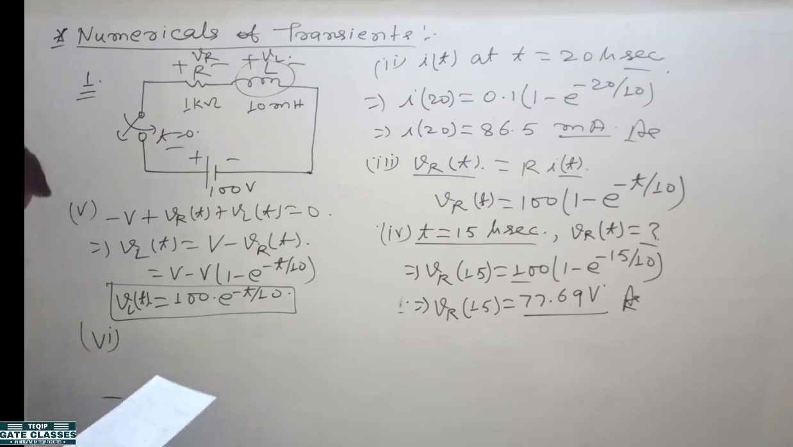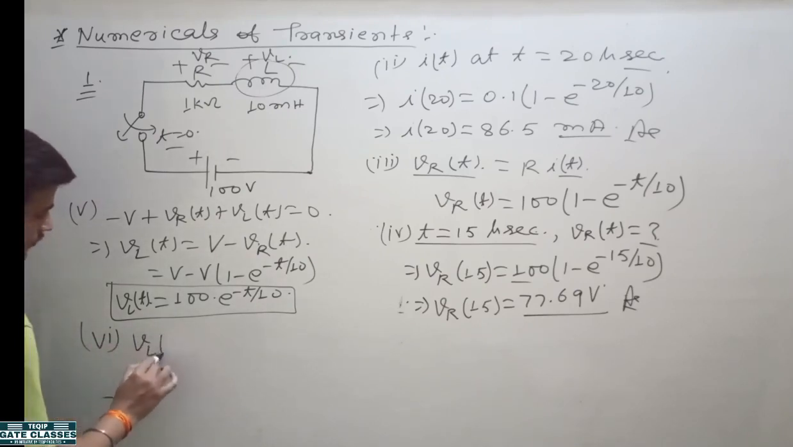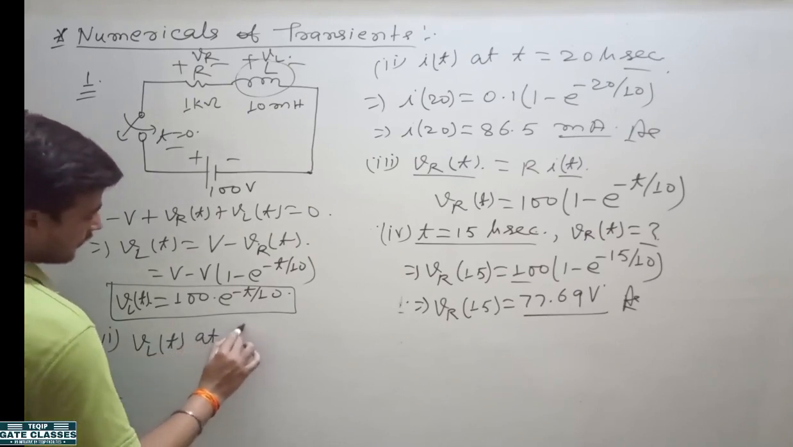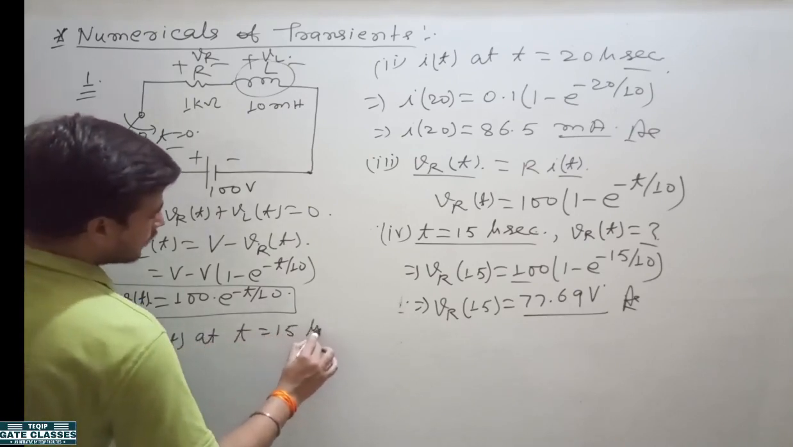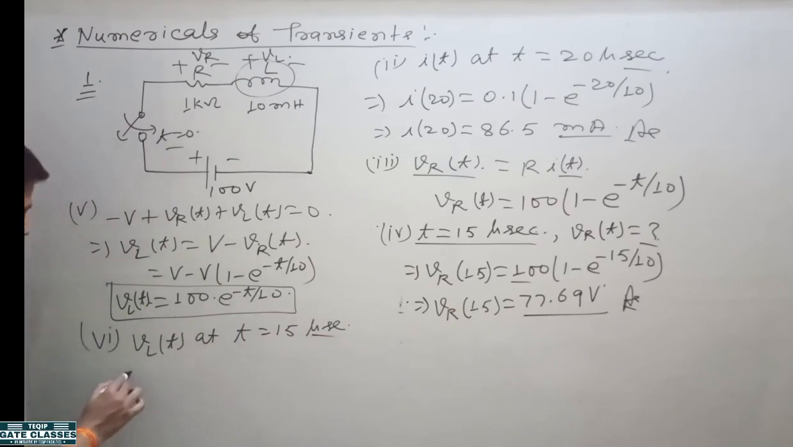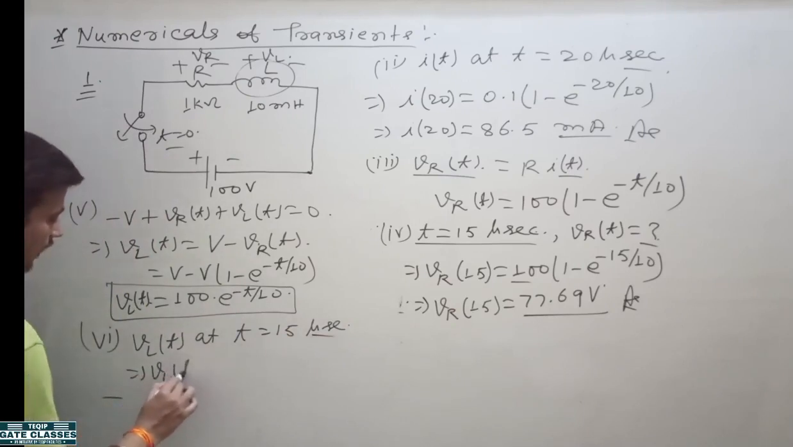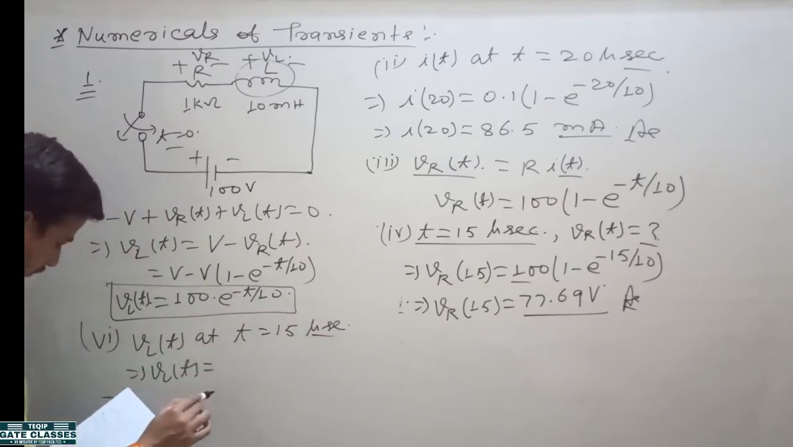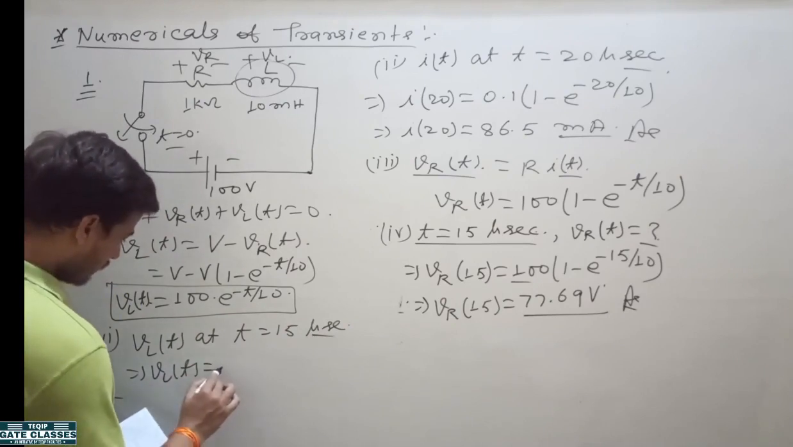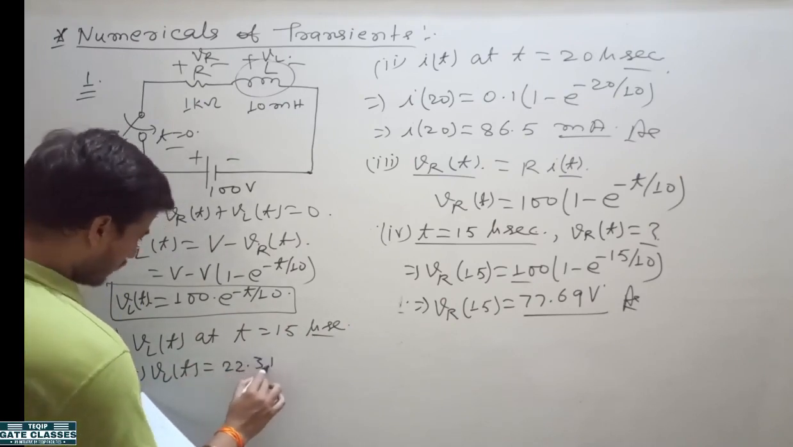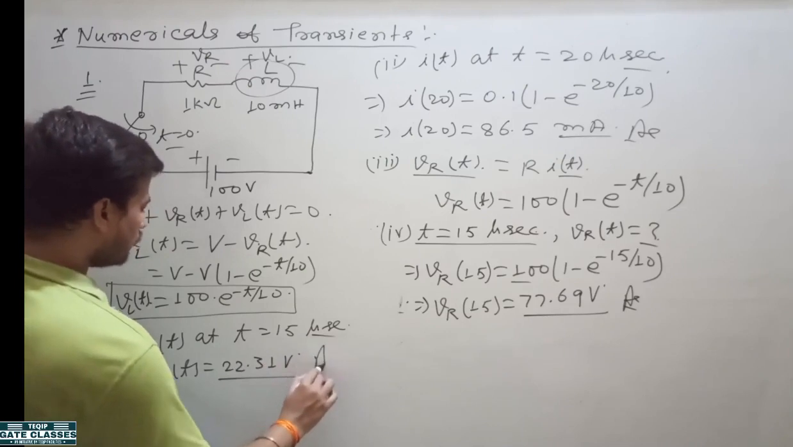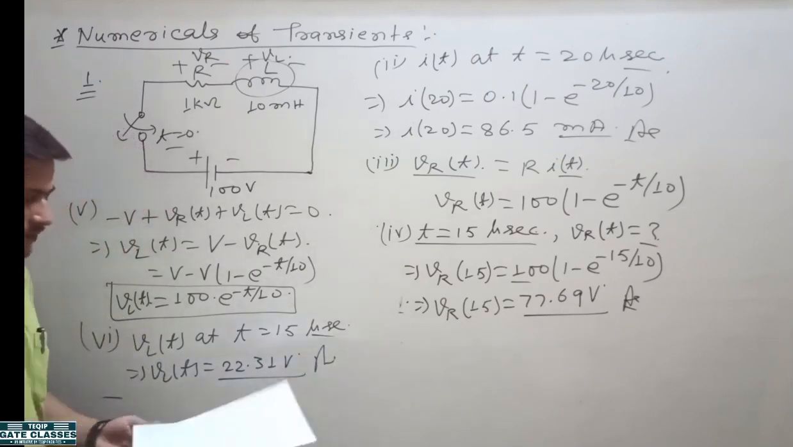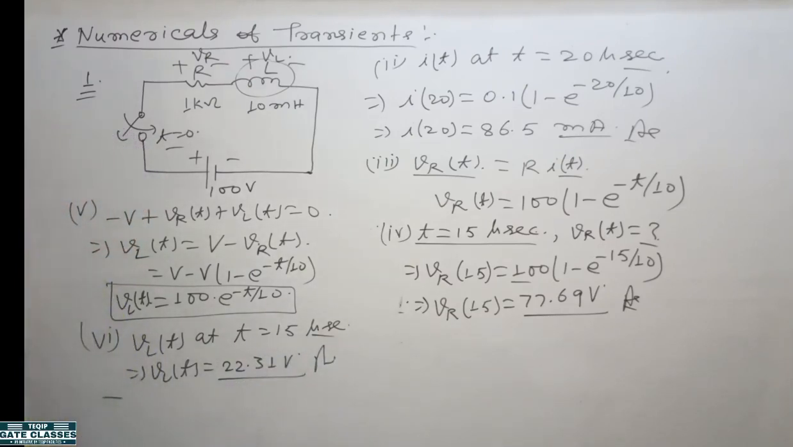Sixth, we have to find the value of VLT at t equal to 15 microsecond. So put t equal to 15, you will get VLT will be equal to 22.31 volt. 22.31 volt will be the answer. Clear? So this is the solution of the first question.